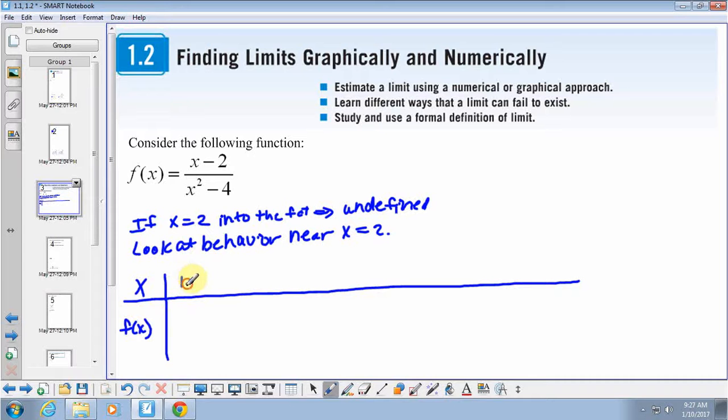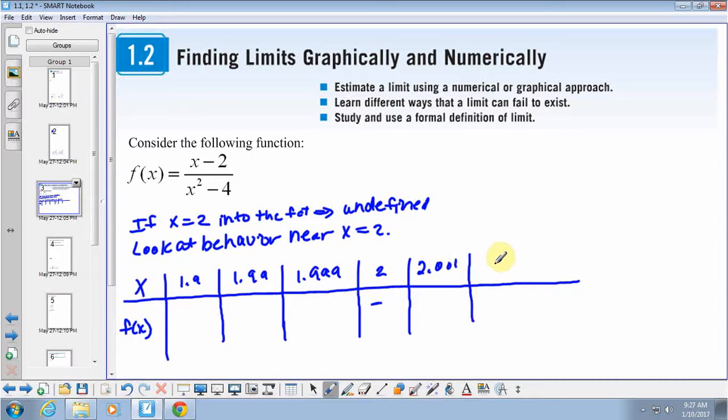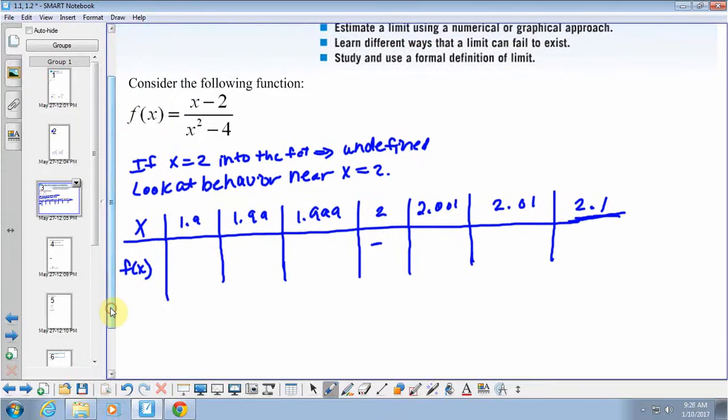So suppose I look at 1.9. I look at 1.99. I look at 1.999. Those are values very close to 2, isn't it? So I know that 2 is undefined. Well, let's say I look at 2.001. I look at 2.01. And I look at 2.1. Suppose I look at those values.